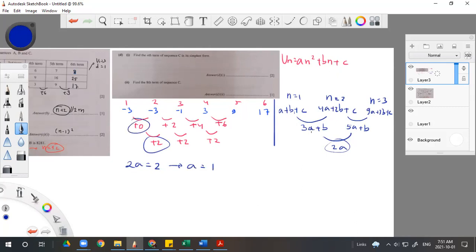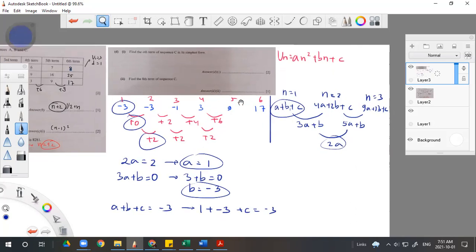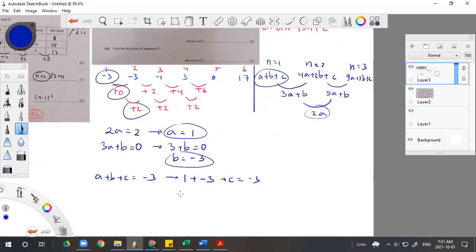And then put above 3A plus B equals 0, so 3 plus B equals 0, so the B equals -3, done. And you can find the C. A plus B plus C equals -3, right? Kita compare left and right. So A plus B plus C equals -3, berarti -2 plus C equals -3, C equals -1, right?